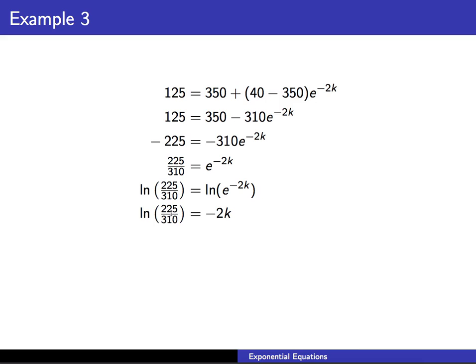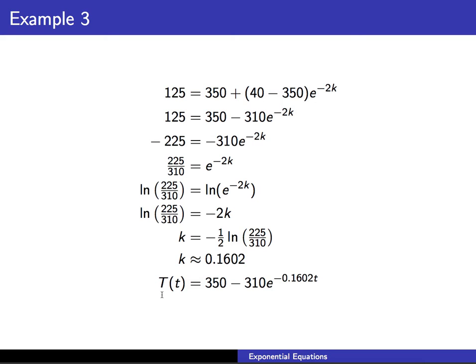So we could type natural log of 225 over 310 in our calculator and divide the result by negative 2, or multiply the result by negative a half. It's the same thing. And you should get about 0.1602. So our function as a temperature at any given moment in time: our surrounding temperature is 350. The difference between our starting temperature and our surrounding temperature is negative 310. E to the negative, here's our value of k, 0.1602 times t.